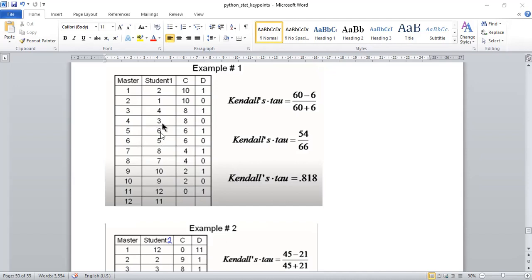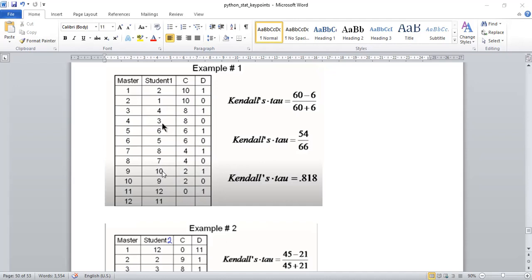Then come to 6. So look, every value except 5 lying below is greater than 6. So it is 6, and only 5, which is lying below 6, is smaller, so the discordant pair is 1. Similarly for 5, it is 6, 0. If you move on in this way, for 8 it is 4, and the discordant pair is 1, because 7 is lying below 8 and it is smaller than 8, and 10, 9, 12, 11 are lying below 8 but greater than 8, so it is 4 for the concordant pairs. For rank 7 it is 4, 0.